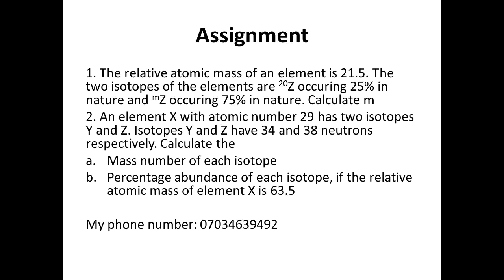Second question. An element X with atomic number 29 has two isotopes, Y and Z. Isotopes Y and Z have 34 and 38 neutrons, respectively. Calculate A, the mass number of each isotope. B, the percentage abundance of each isotope if the relative atomic mass of element X is 63.5.